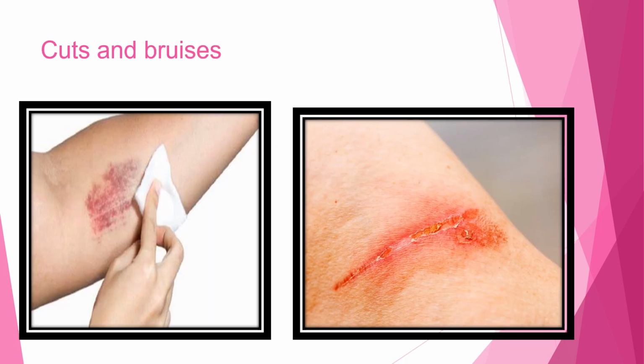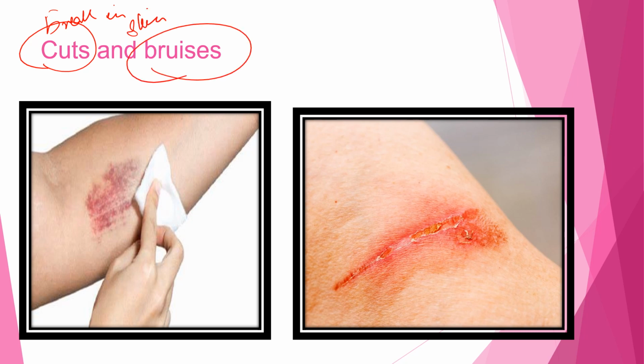Now, in case of cuts and bruises, what is a cut? A cut is a break in the skin, while a bruise is an injury to the tissues under the skin. So a cut is always a superficial one, and a bruise is an injury to the tissues under the skin. So a cut is a break in the skin. And what are bruises? These bruises are an injury under the tissue, and not only a break in the skin.